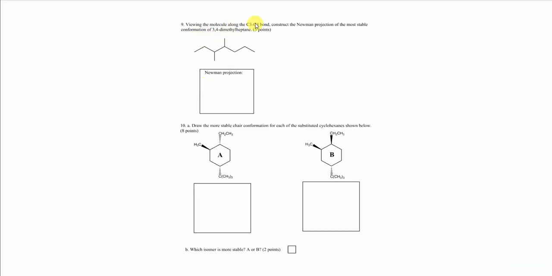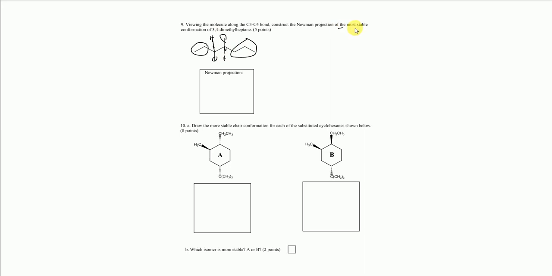It's going to start getting a little bit harder now. Viewing the molecule along the C3-C4 bond, construct the Newman projection of the most stable conformation of 3,4-dimethylheptane. So this is 1, this is 2, this is 3, this is 4. Now I found my bond, and I need to look at the 3 groups coming off of each one, this one and this one. I have 1 group, 2 group, and the hydrogen that's invisible. And then I have a hydrogen that's also invisible here, and then 1 group, 2 group.